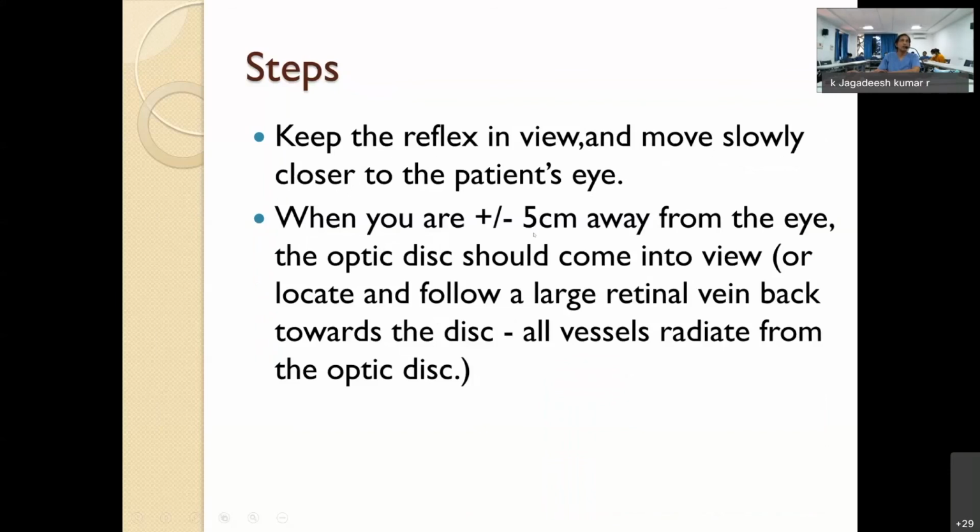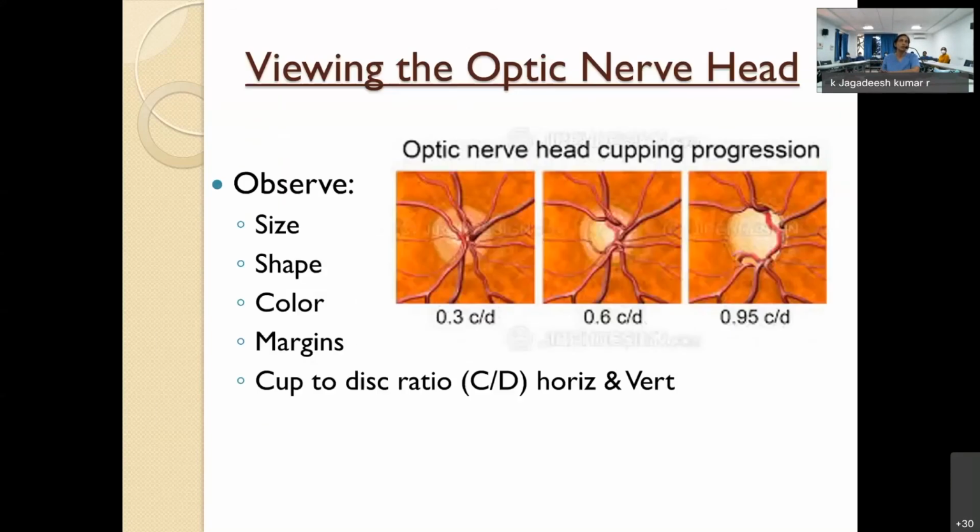When you are about 5 centimeters away from the eye, the optic disc would come into view. So when the patient is looking straight ahead and you are focusing with your ophthalmoscope, you slowly move your dial and go close to the patient such that you see the optic disc. Once you see the disc, you will see all the vessels emanating from it, and then you can finally come to the macula.